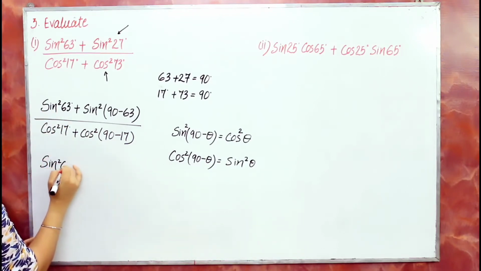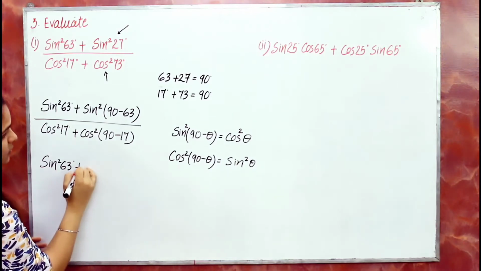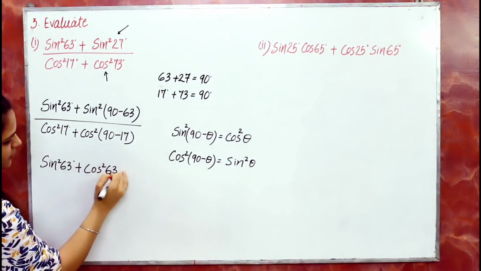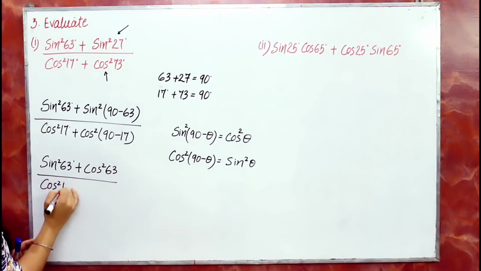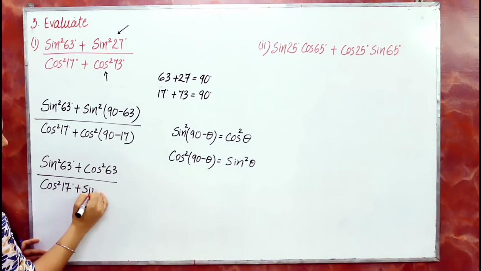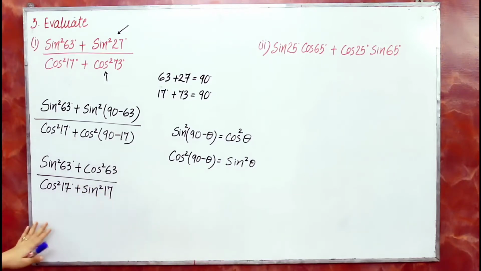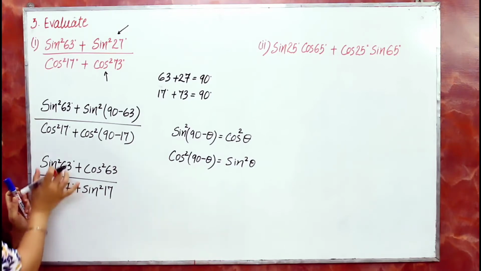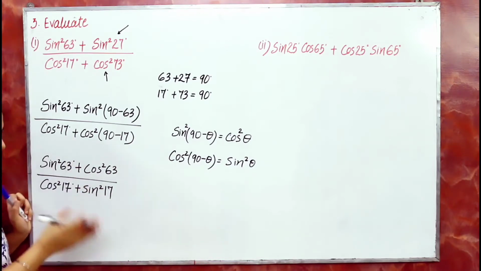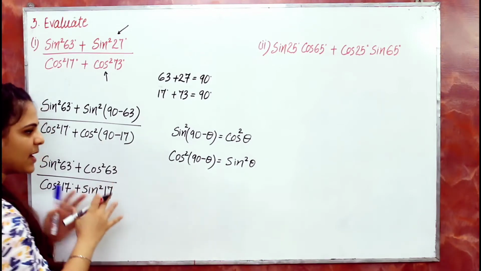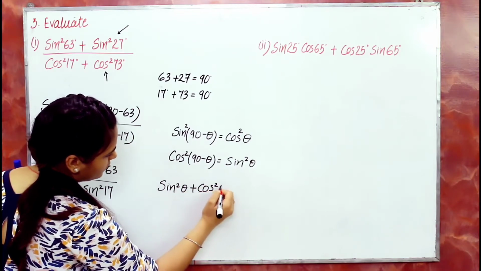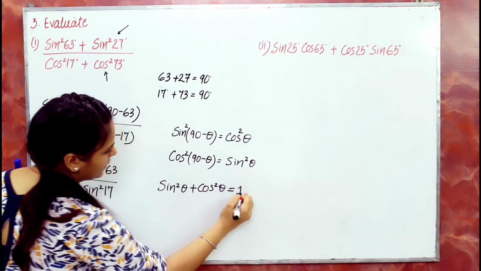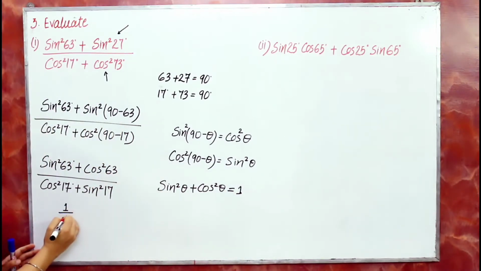numerator is equals to sine square 63 plus cos square 63. We have used this formula, and denominator becomes cos square 17 plus sine square 17. Now it's a simple identity. Sine square theta plus cos square theta is 1, and in denominator also we will use same identity, sine square theta plus cos square theta is equals to 1. So numerator and denominator both are equals to 1. So the final answer is equals to 1.